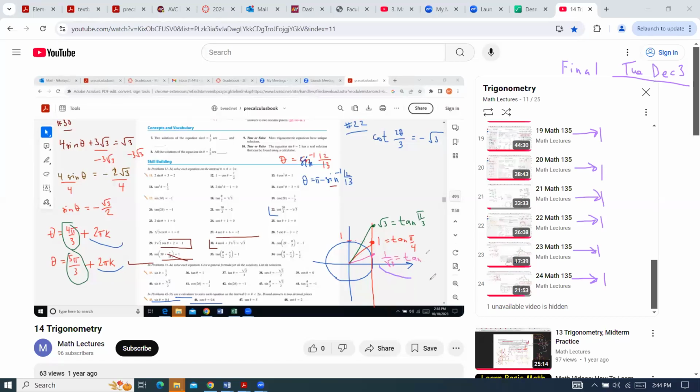Look at this. Tangent of pi over 6 is 1 over square root 3. We just had it somewhere here. No, I erased it. But anyways, that's three values of tangent. That's good to know.